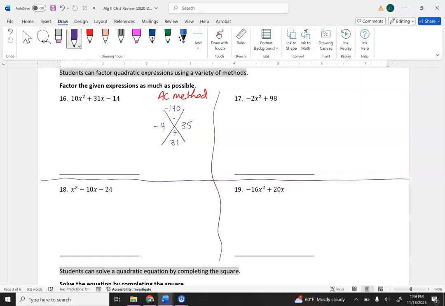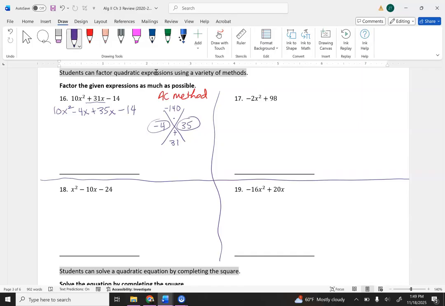All right, now that we've solved that puzzle, we're going to come back up here to the original, and we're going to rewrite it. But this time, we're going to break up that 31x into the two numbers that we just found here. So 31x is going to break up into a negative 4x and a positive 35x. And then we have the minus 14 on the end.